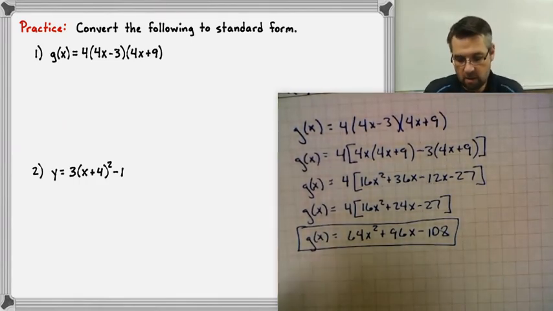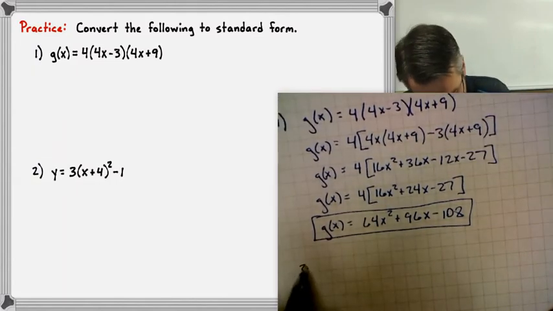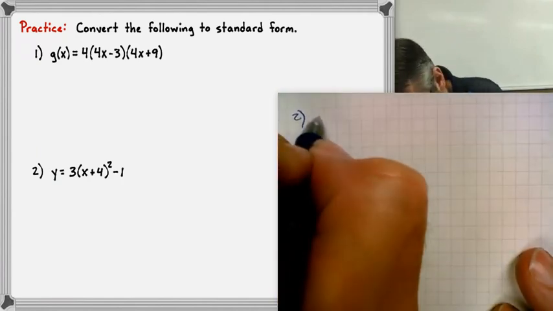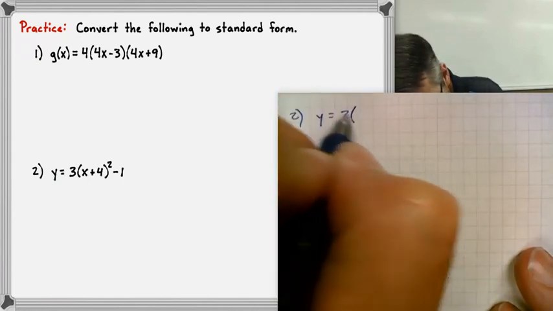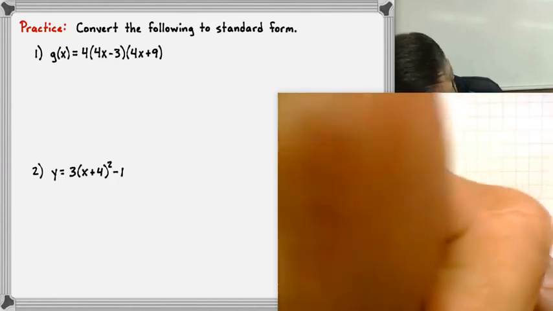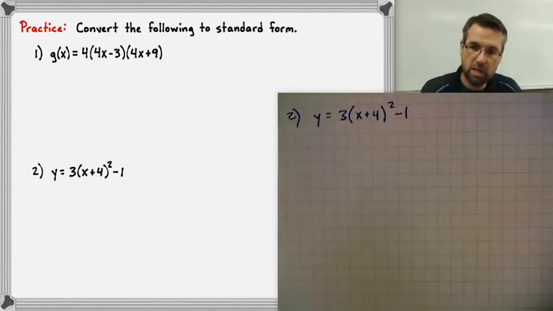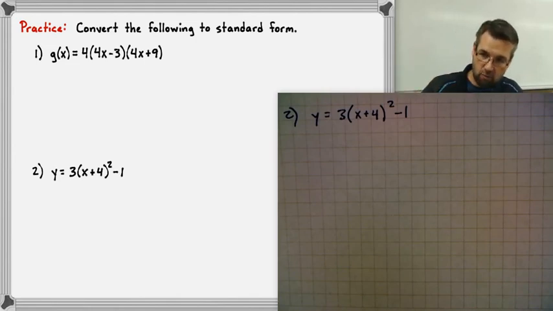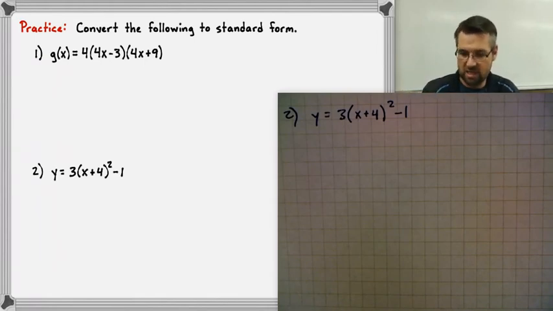Okay. All right, for number 2, it gave us vertex form. So it says y equals 3 times (x plus 4) squared minus 1. Okay, I really want you to hone in on converting vertex form to standard form right now. We'll deal with more factored form later on, but right now our main focus is from vertex form to standard form.